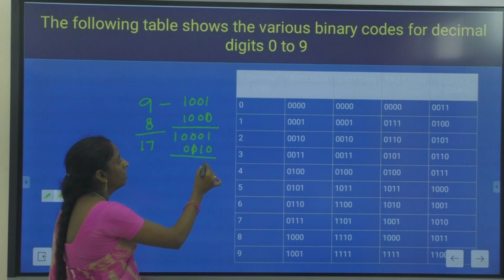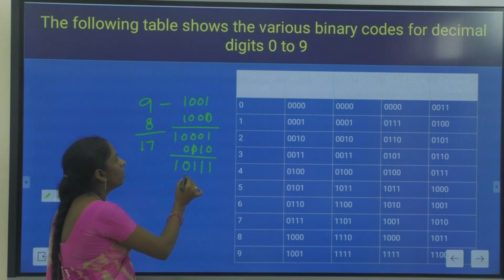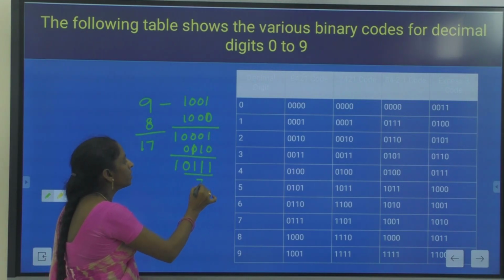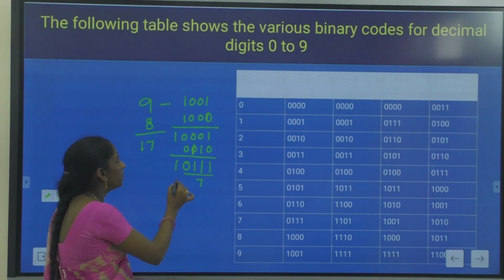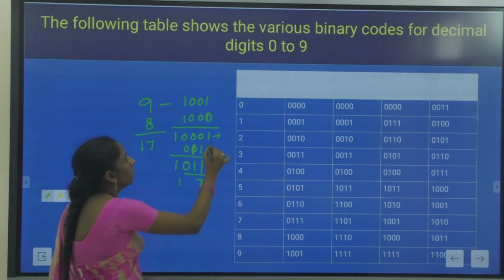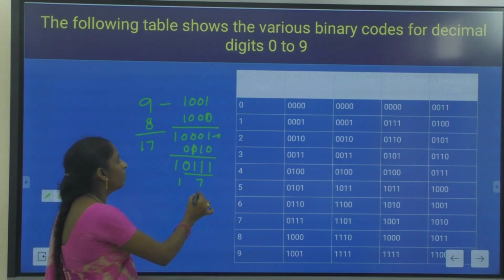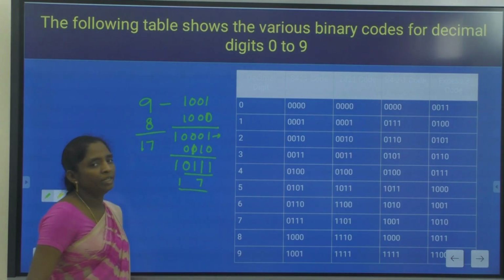1 plus 0, 1; 0 plus 1, 1; 0 plus 1, 1; 0 plus 0, 0; and this one is 1. So this is equivalent to 7 and this is equivalent to 1. So the result is 17. Here we are getting an invalid BCD number. Here we are getting a valid BCD number.